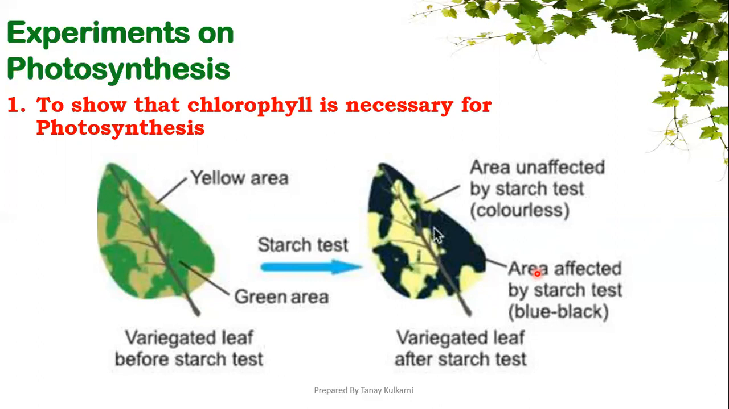Destarch the leaf by keeping the plant in a dark room for a few days. Place the plant in the sun. After a few hours, you have to pluck one leaf as shown in the figure. Make its outline on a paper and mark the green and non-green areas. Test the leaf for starch. Only the green part of the leaf will turn bluish black, showing the presence of starch.